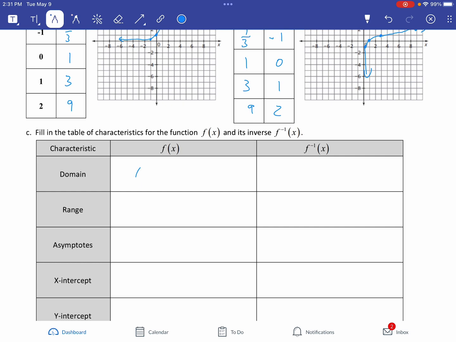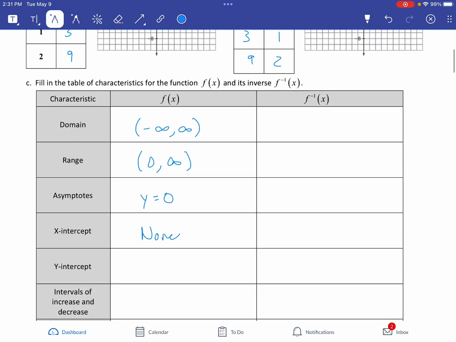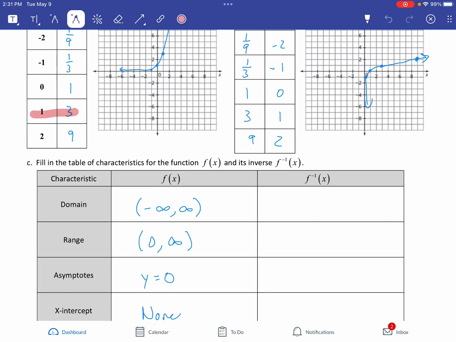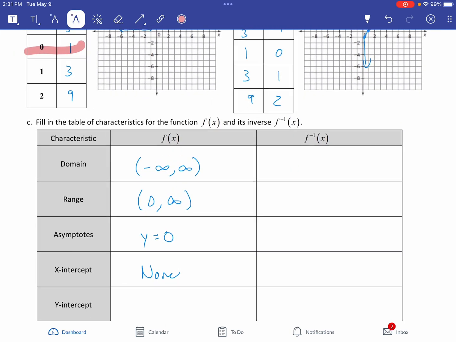So our domain is from negative infinity to positive infinity because it's all the x values that exist on the graph. For the range, the graph starts at 0 and goes up to infinity. My asymptote, where the graph does not cross, is the x-axis, and the equation for that is y equals 0. The graph does not cross nor touch the x-axis, so there is no x-intercept. The y-intercept, where it crosses, we can see in the point right here, and that is 0, 1.